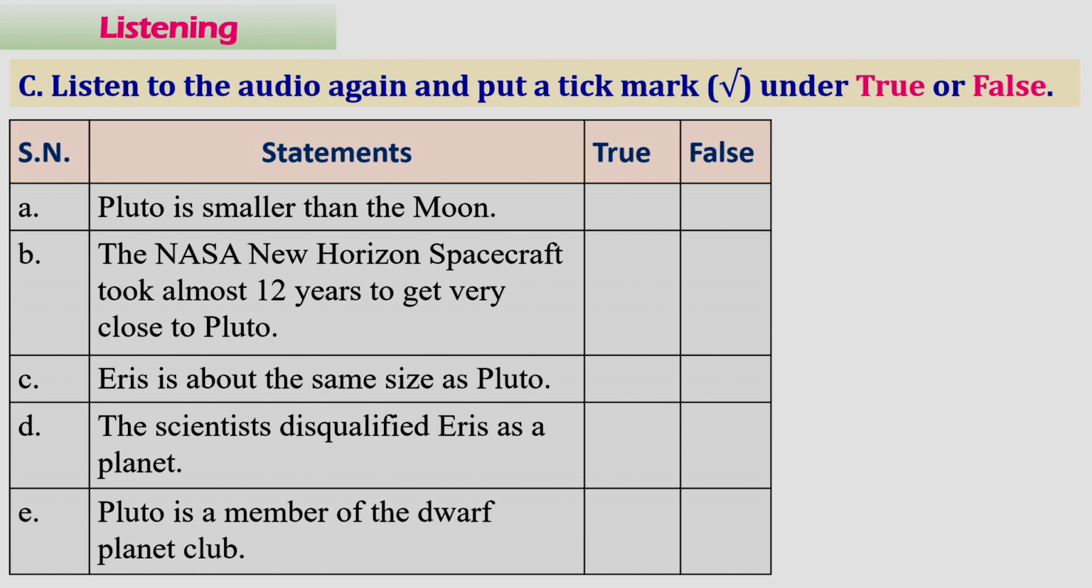But as small as it is, as cold as it is, as far from the Sun as it is, for all those years it was considered the ninth planet of the solar system, until Eris came around.